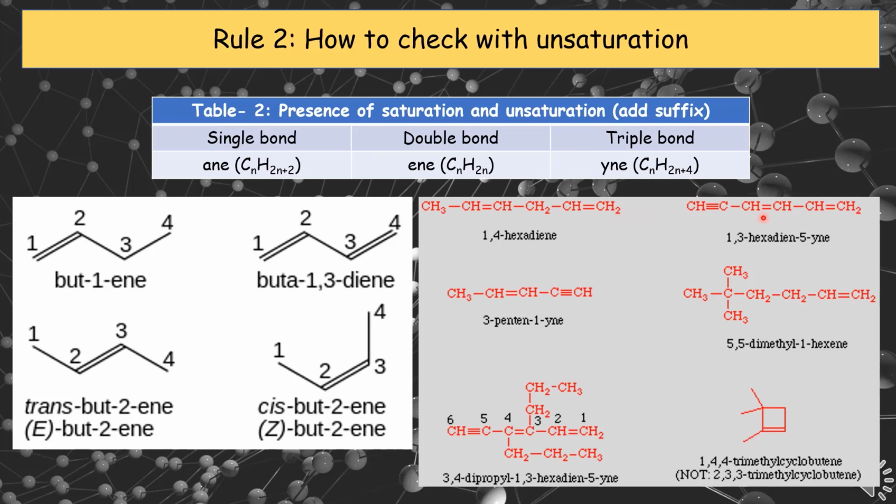We'll check this one, where both double and triple bonds are present. In such a case, the triple bond is acting as the parent functional group and the double bond is the secondary functional group. We always have to consider that the numbering will start from the double bond. So in this case, if we start from the double bond side, the final nomenclature will be 1,3-hexadiene.